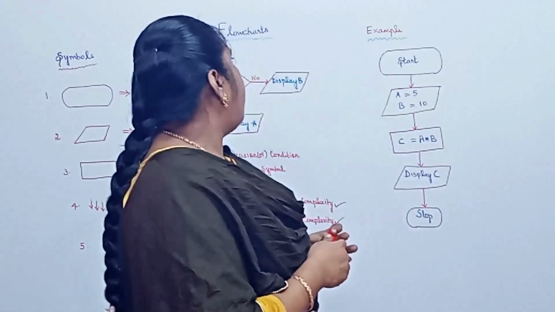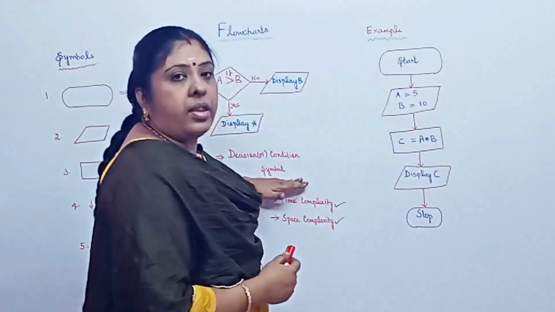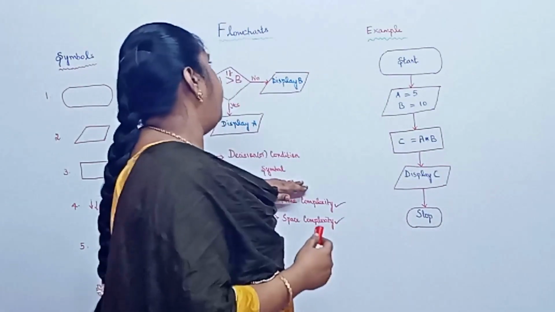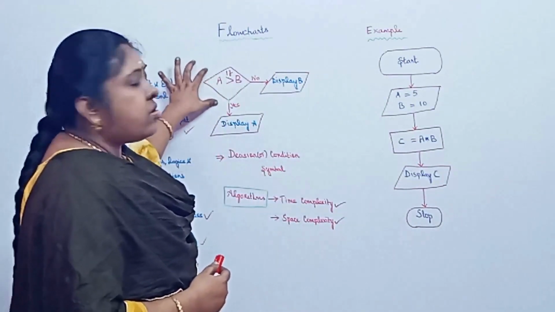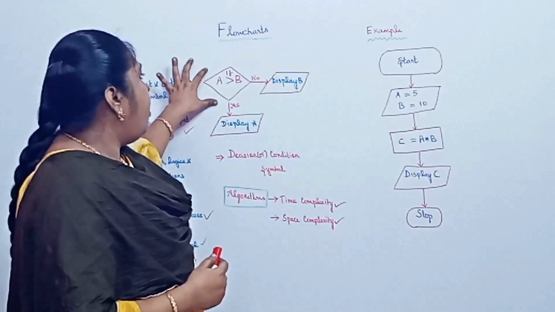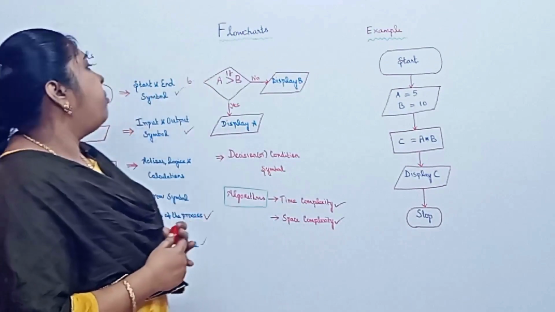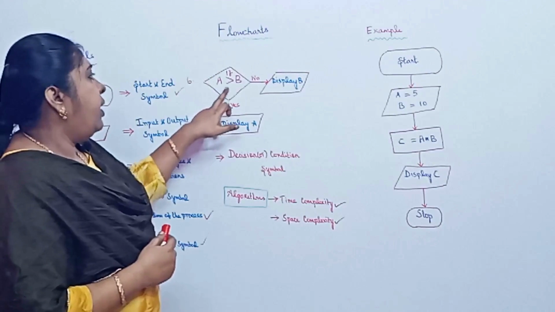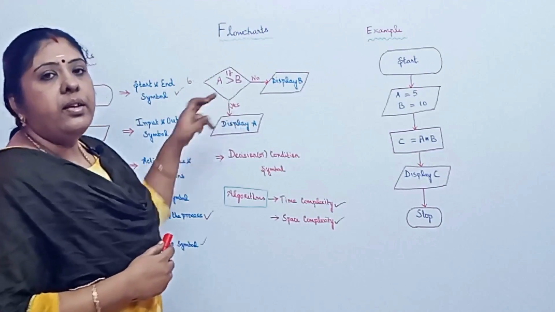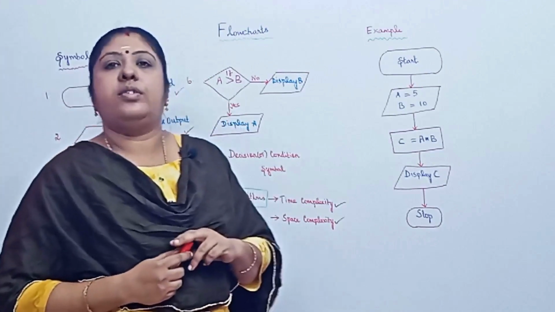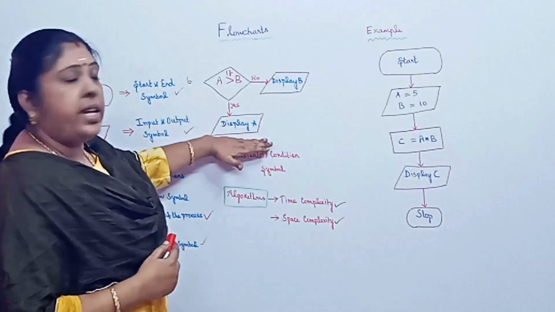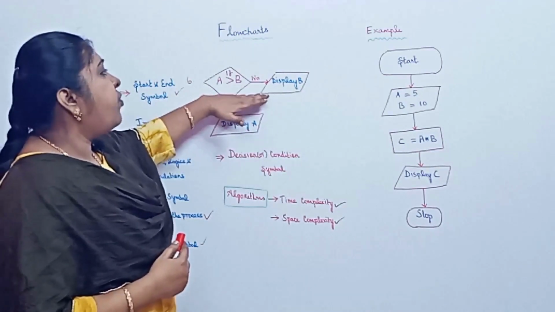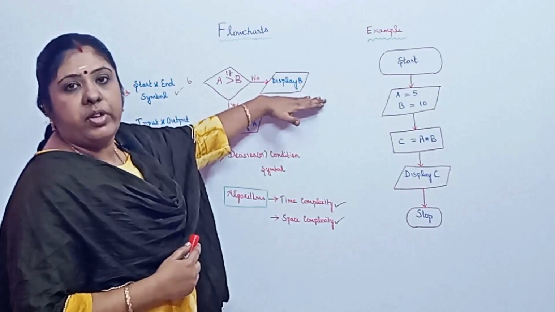And then the last one, the decision or the condition symbol. It consists of a rhombus shaped or diamond shaped symbol which holds a condition that can be either true or false. When the condition is true, this particular portion will be executed. When the condition is false, this particular portion will be executed.